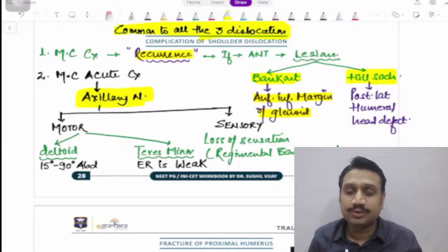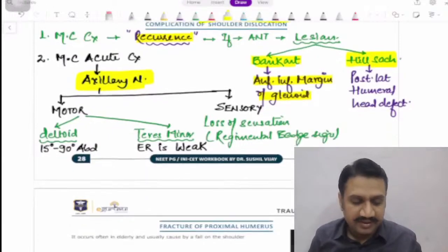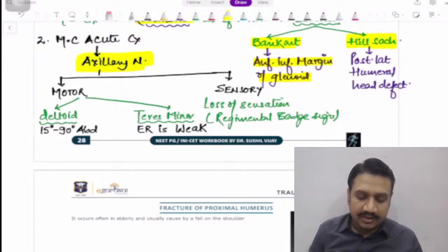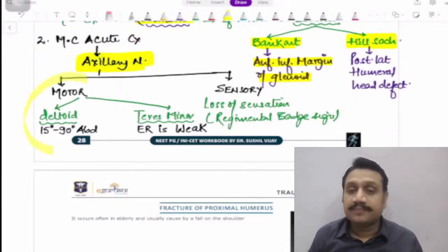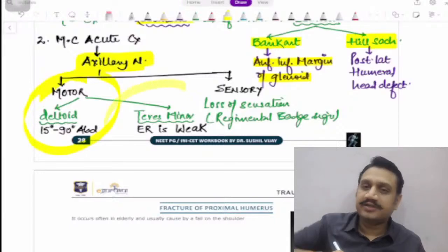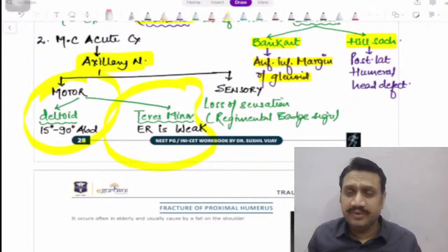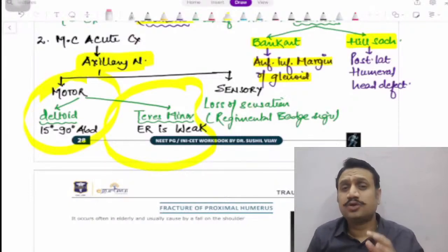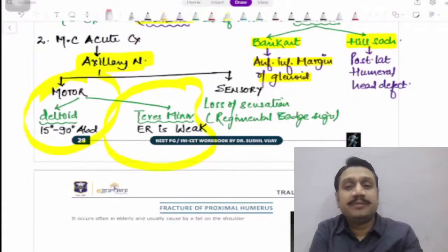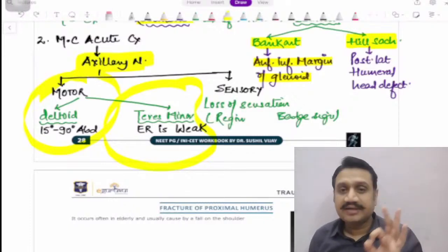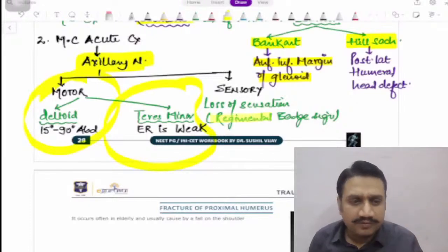If someone asks you the most commonest acute complication, then it has to be axillary nerve injury. If injured, it leads to trouble with deltoid and teres minor. They will not be working. So the patient's abduction from 15 to 90 degrees has difficulty, and external rotation becomes weak. Second is loss of sensation on the upper lateral aspect of the arm. That is called the regimental badge sign. So sensory component, motor component, the defects of the bone.